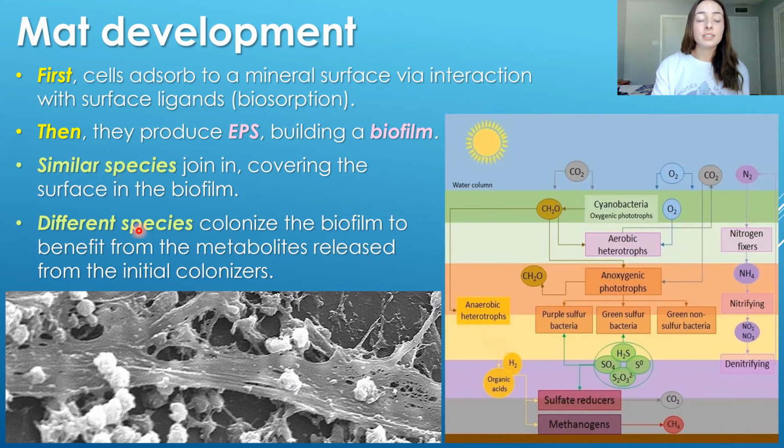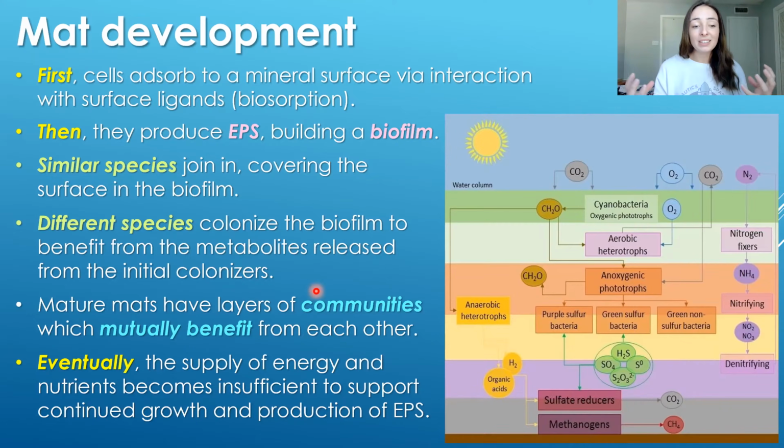And that allows these different species now to benefit from also infiltrating the biofilm, and they grow these layers because they separate themselves, but they also want to be adjacent to each other because they are mutually benefiting each other with each other's metabolites. And that brings us to the basis for all microbial mats, and that is these mature mats have layers of microbial communities which mutually benefit from each other.